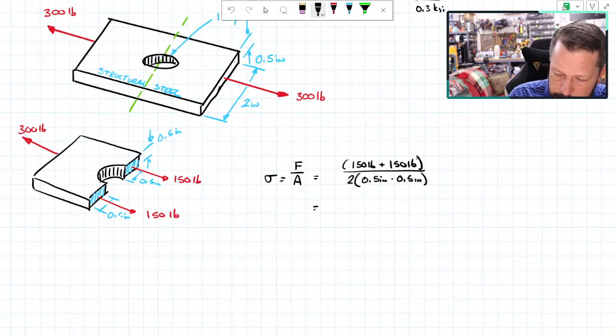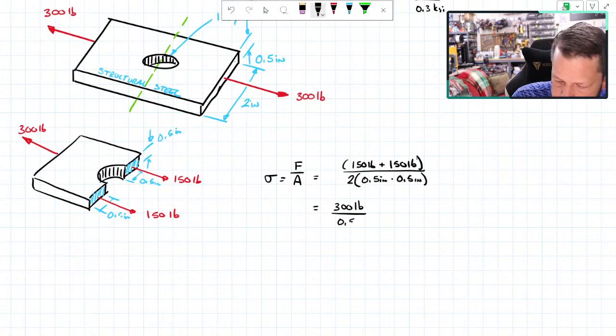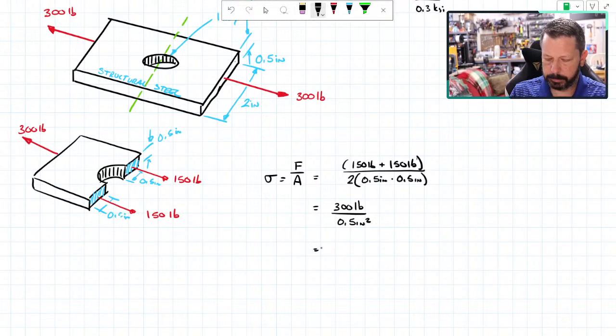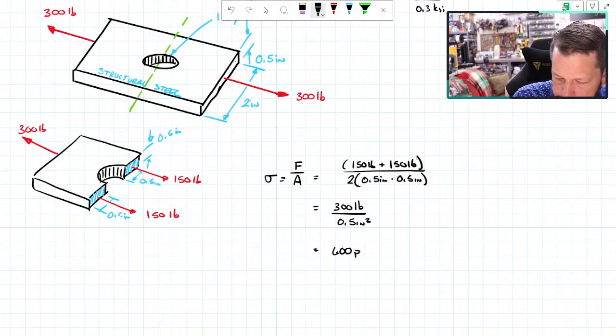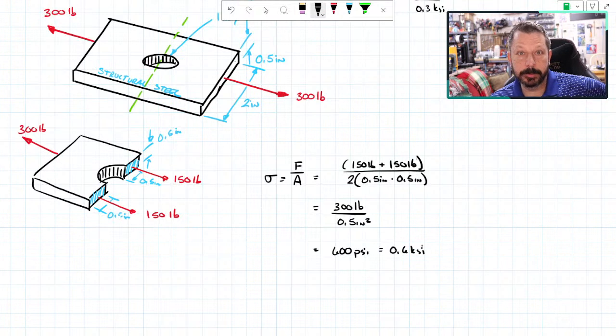Now when I plug the numbers in, I get 300 total pounds of internal force spread out over 0.5 times 0.5 times 2, half a square inch of area, and my new stress, 300 divided by 0.5, is 600 psi, or 0.6 ksi. Still way below the threshold for yielding this material. But now my factor of safety is only 60, which is still way more than it needs to be.